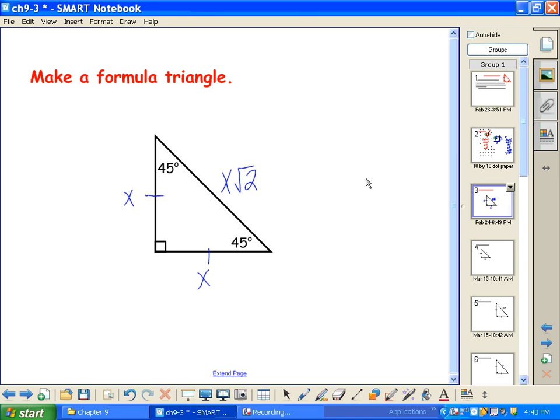So make sure that you have this written down. Mrs. Gabrielle is going to be giving you a sheet that has a formula triangle on top and a formula triangle on the bottom. The bottom triangle is what we're looking at right now, the 45, 45, 90.